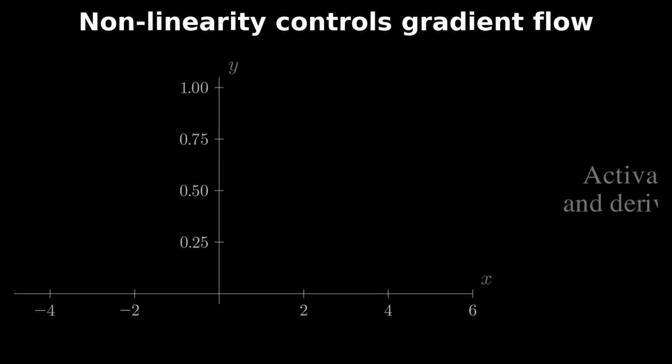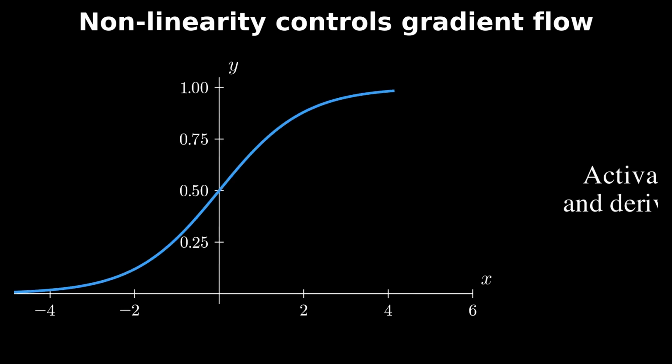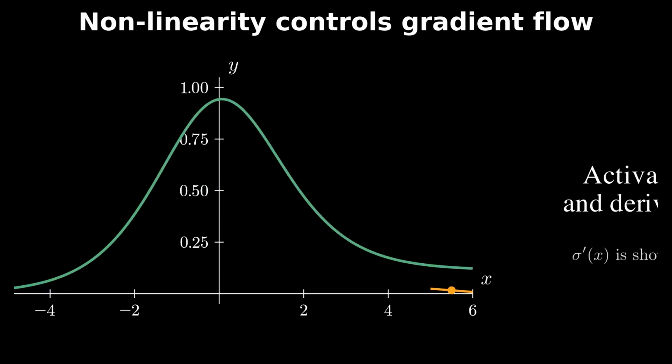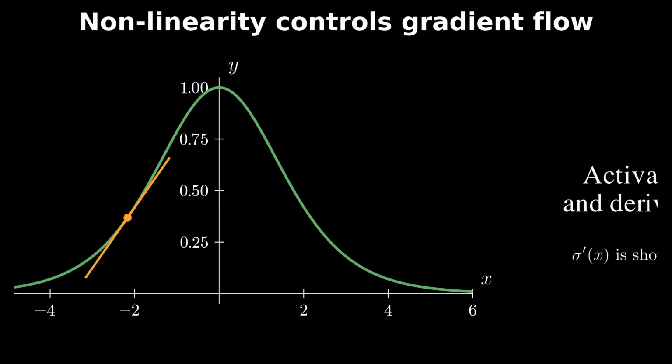Let's make one piece concrete. The hidden neuron output is sigma of z. If sigma is flat, its derivative is near zero and gradients die. If sigma is steep, gradients flow. This is why the choice of non-linearity is not decoration. It controls whether learning signals can pass through the network at all.